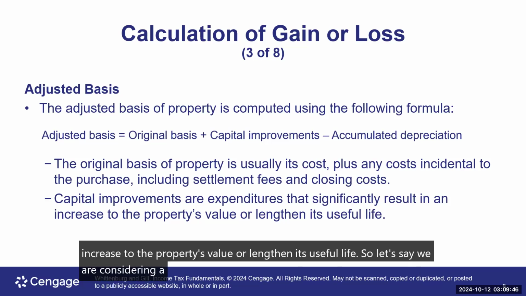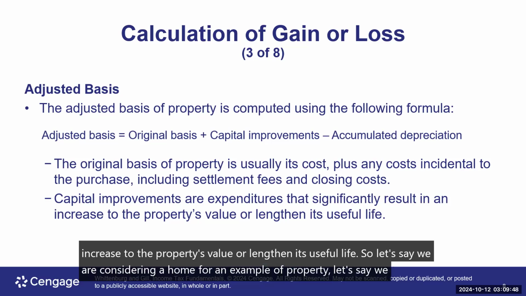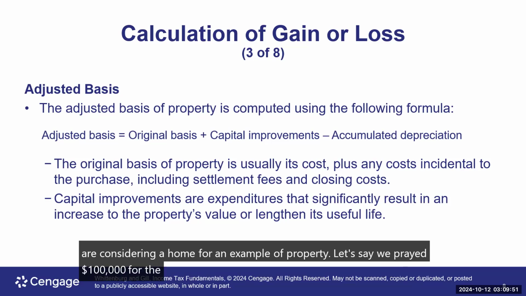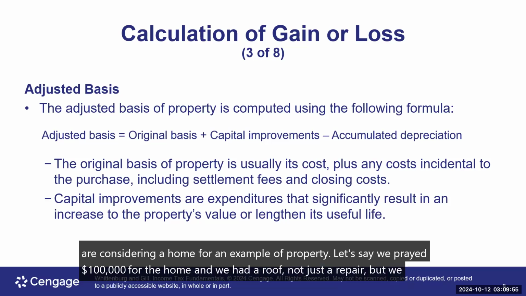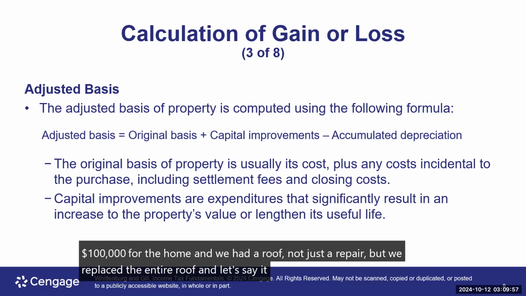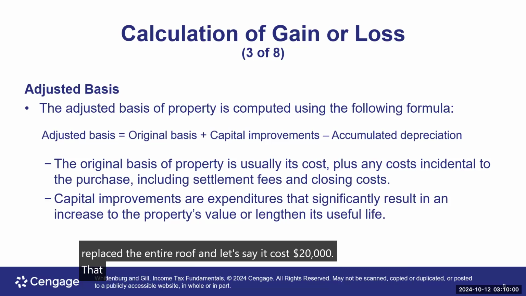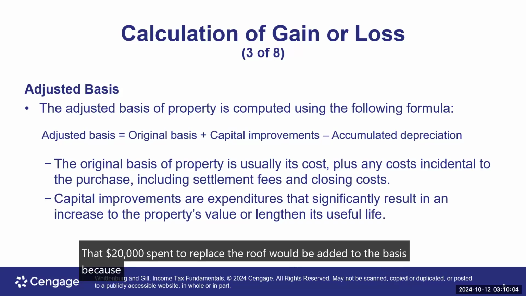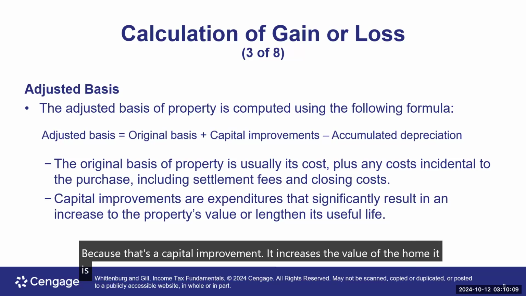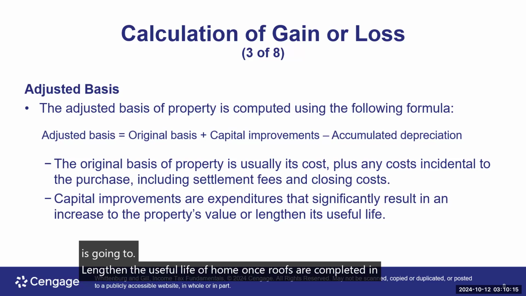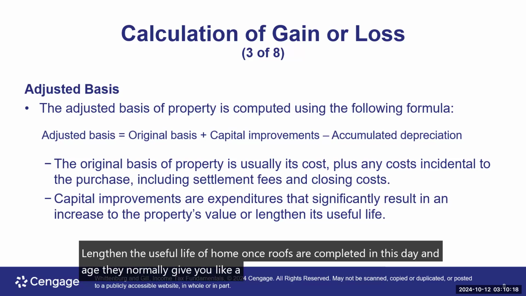For an example of property, let's say we paid $100,000 for the home and we had a roof, not just a repair, but we replaced the entire roof, and let's say it cost $20,000. That $20,000 spent to replace the roof would be added to the basis because that's a capital improvement. It increases the value of the home. It is going to lengthen the useful life of a home. Once roofs are completed in this day and age, they normally give you like a 30-year guarantee.